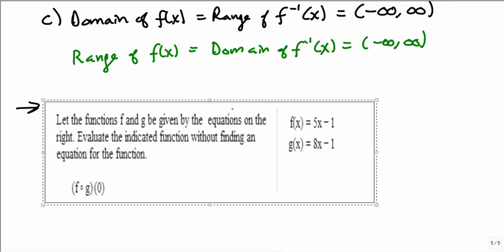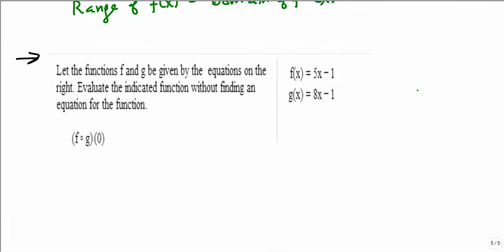So again, we're looking at composite functions. These are a bit of a review. We're given two functions, an f of x and a g of x. What they want us to do is take 0 and plug it into my function g, so that's my first step. So I'd have 8 times 0 minus 1. 8 times 0 is 0. 0 minus 1 is a negative 1.